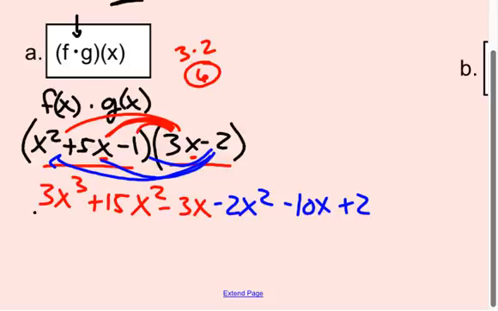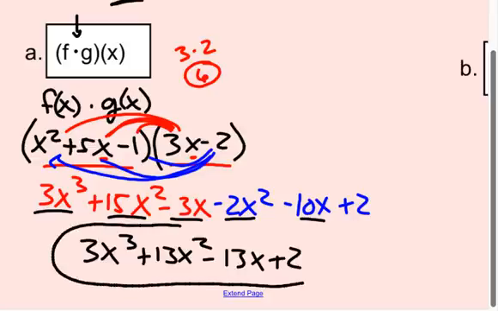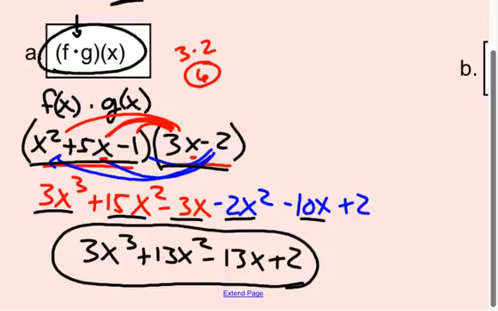There is only one x cubed term. 15x squared, negative 2x squared, that is plus 13x squared. Negative 3x, negative 10x, negative 13x. And then plus the 2, the constant at the end. And there's our answer. So once again, you did this in Unit 7. Now it's just written differently. We've got to rewrite it to solve that problem.